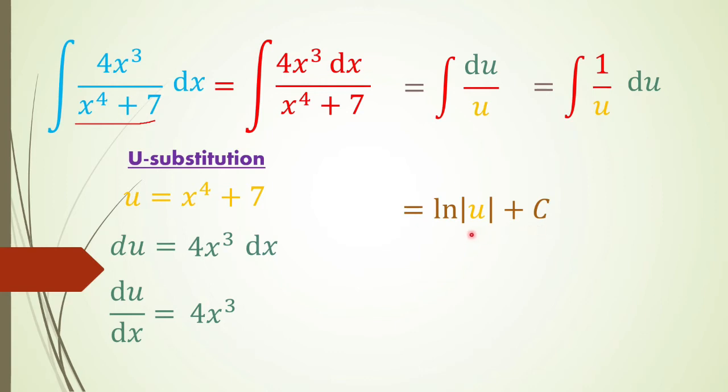But now we need to unsubstitute the u. So what happens when we unsubstitute the u? The natural log of the absolute value of u is the natural log of the absolute value of x to the power of 4 plus 7, then plus c. So this is the final answer.